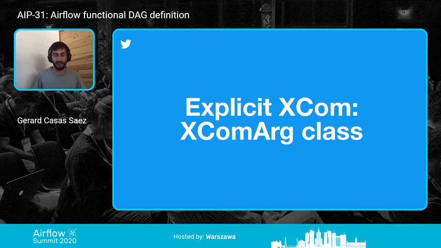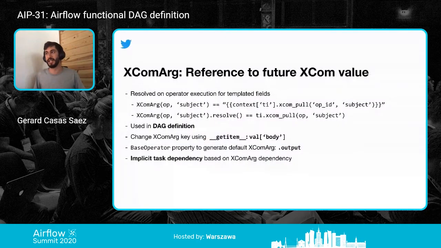XComs are implicit, let's make them explicit. The XCom arg class is basically a reference to future XCom values. So it's just a lazily evaluated class that you can use in your DAGs. Then in the future, when they execute, they can be set on templated fields, and they resolve at execution time. So it's the equivalent of using the templated long string that I mentioned before, the context, the XCom pull, etc. And then it has a resolve method that basically just does the TI XCom pull.